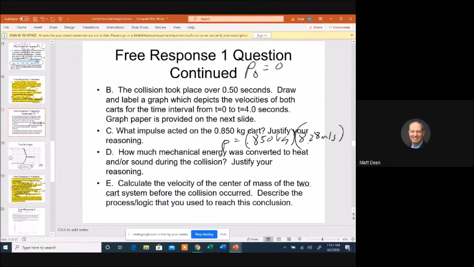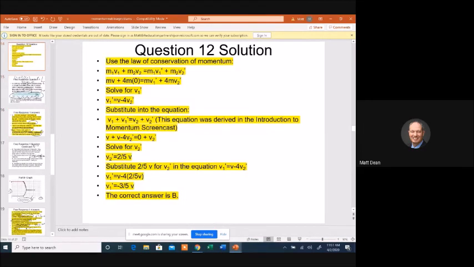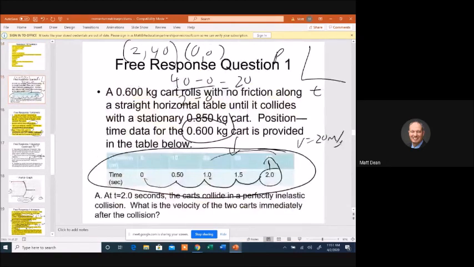All right, so part E, calculate the velocity of the center of mass of the two-cart system before the collision occurred. Describe the process or logic that you used to reach this conclusion. Here's what I told you we would come back to. Remember that the velocity of the center of mass does not change during a collision. It's conserved. We don't have enough information at the beginning of the problem. Let me go back to the beginning for you. To really calculate where the center of mass is even, we probably could with a lot of work, but it would be tricky.